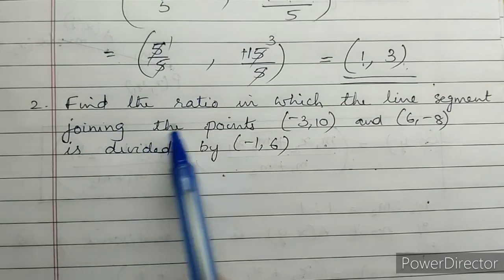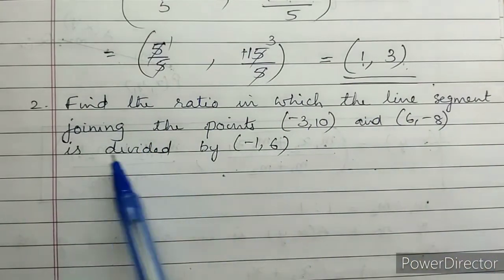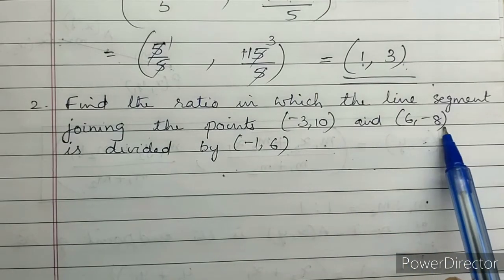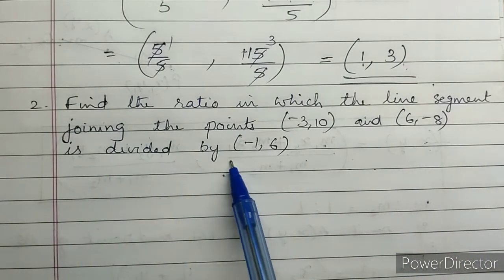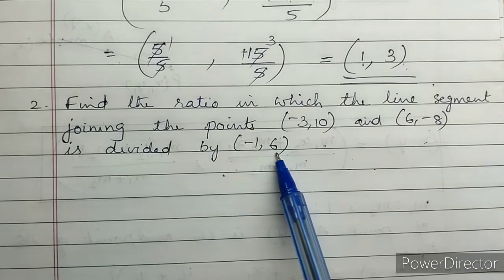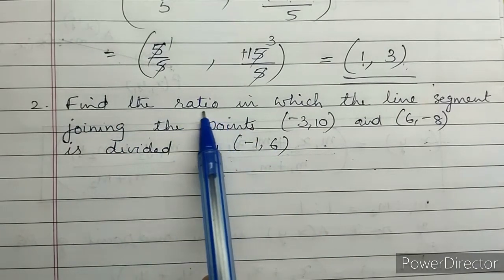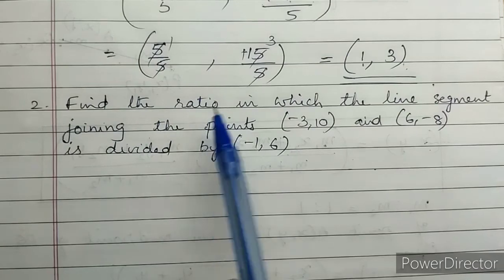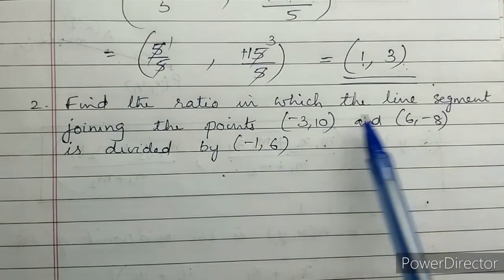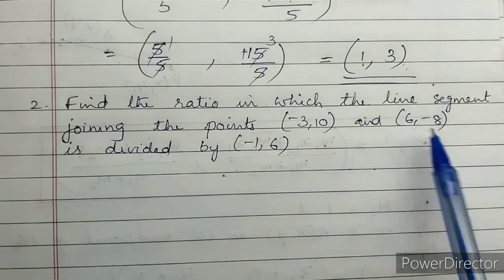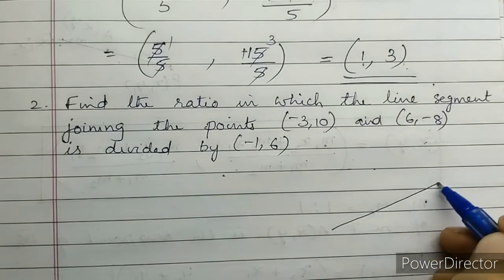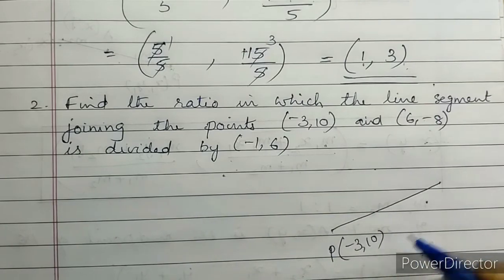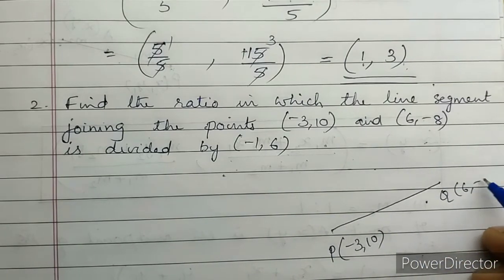Second sum. Find the ratio in which the line segment joining the points (-3, 10) and (6, -8) is divided by (-1, 6). So what you have to find here is the ratio, that is, m1 is to m2 you should find. The endpoints of the line are given, so you can mark it and join that. You mark it as P (-3, 10) and Q (6, -8).